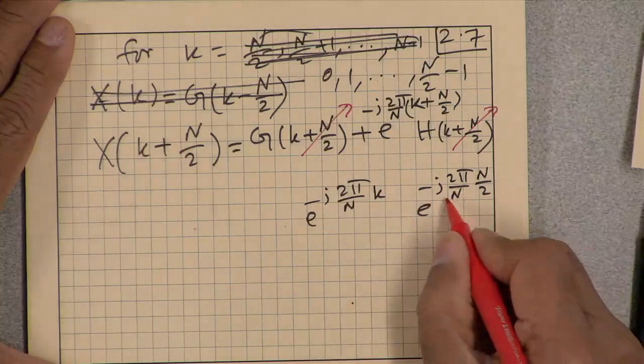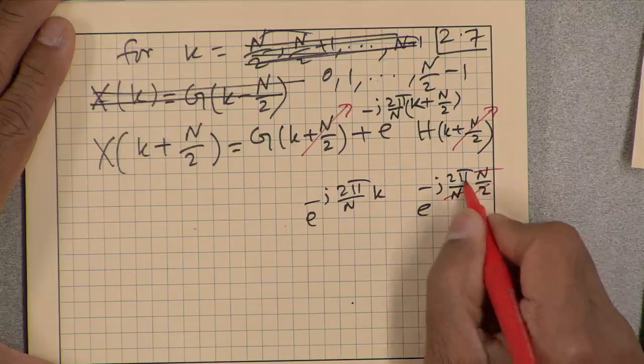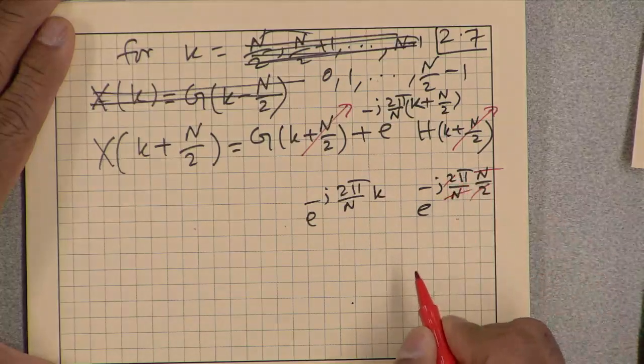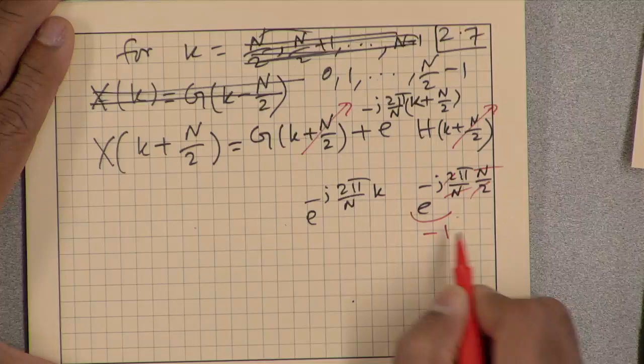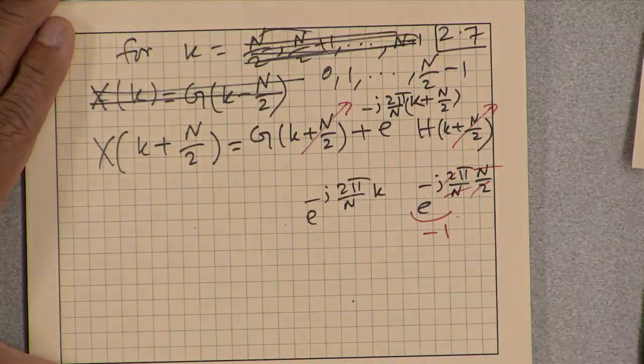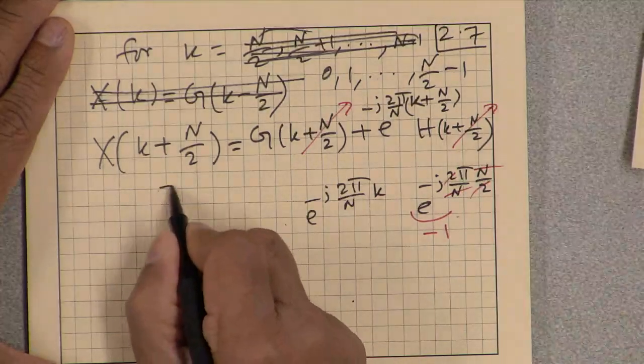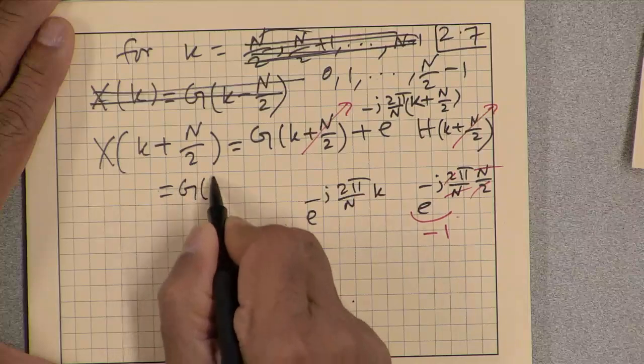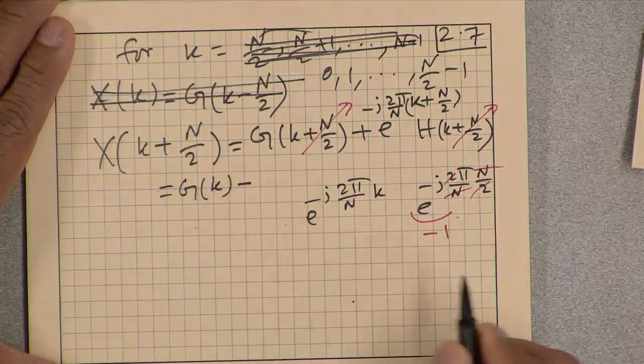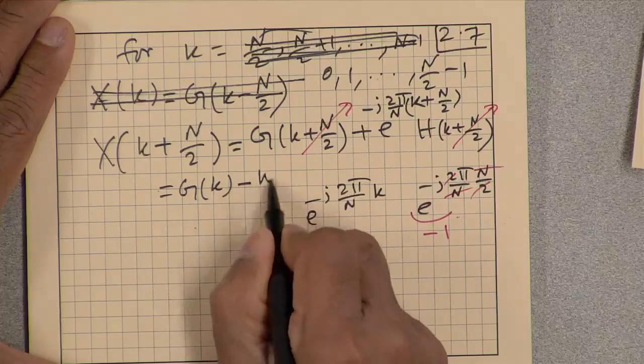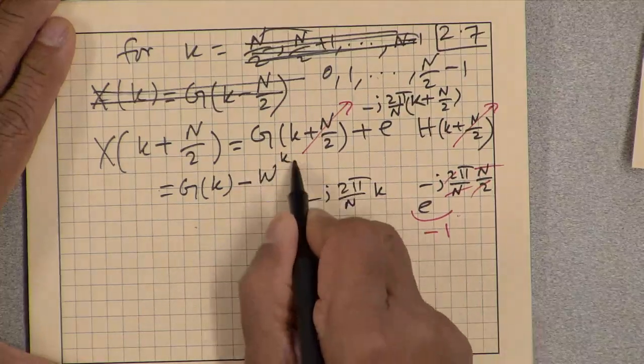N cancels out, 2 cancels out, e to the power minus j is minus 1. So that quantity is minus 1. So this quantity then becomes gk minus, so this is minus 1, w to the power k.